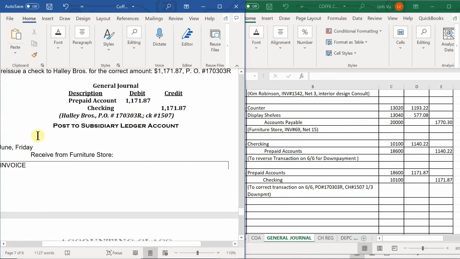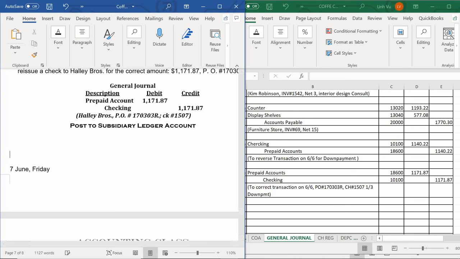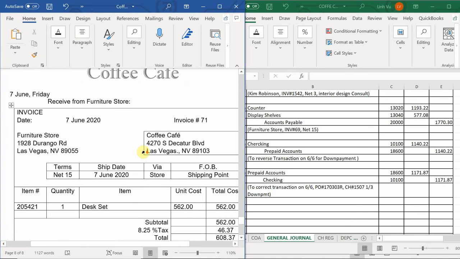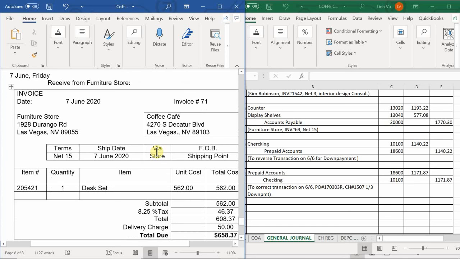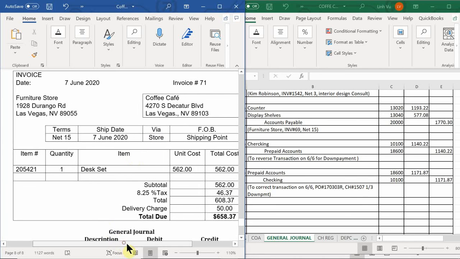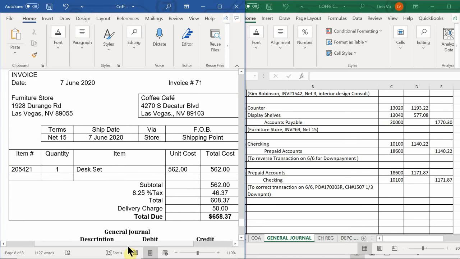Okay, so now that has happened, right? And we posted to our subsidiary ledger. So let's go ahead and see what happened next. So it looks like we received another bill from the furniture store. And this time, what is this one for? It's for the desk set.